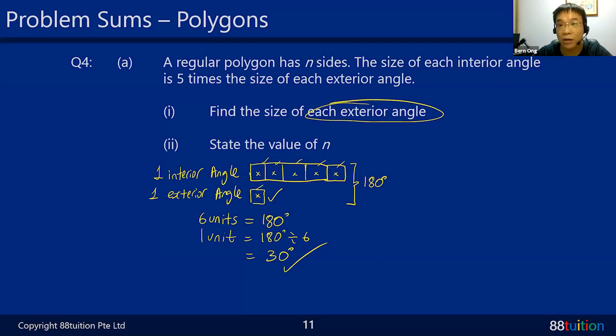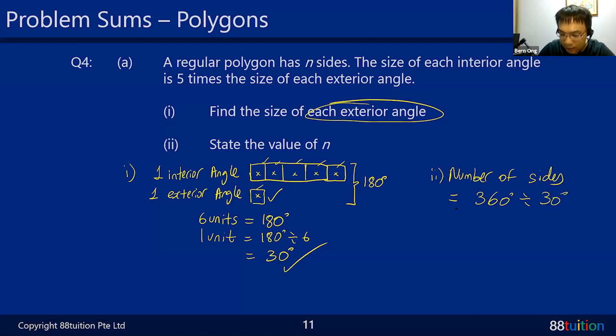So state the value of n. How many sides is it? Again, my BFF. This is for part 1. This is for part 2. Number of sides. All the exterior angles must add up to what? 360, BFF. So 360 divided by what? If one of the exterior angles is 30, how many 30s are there inside 360? So you take 360 divided by 30. Answer is 12 sides, right?